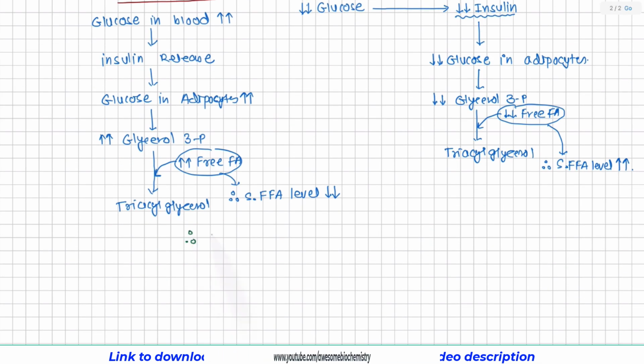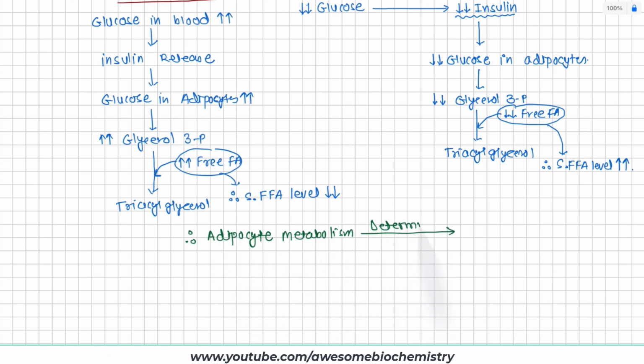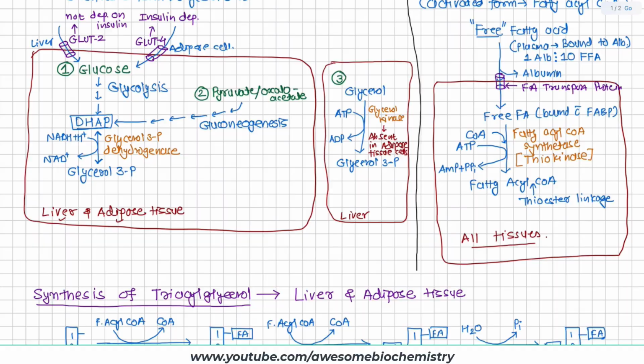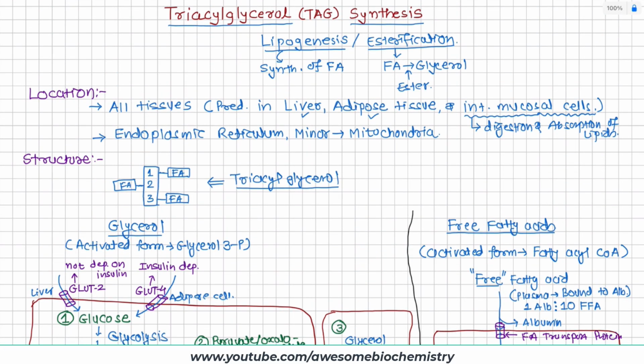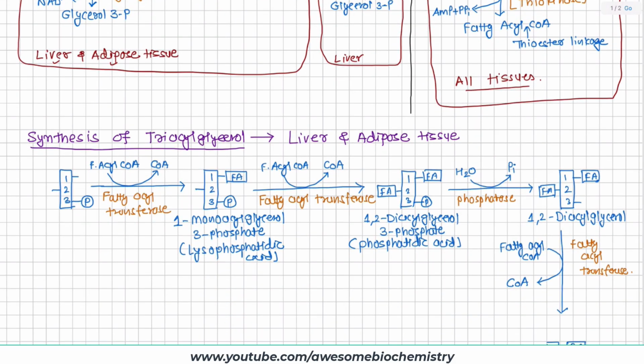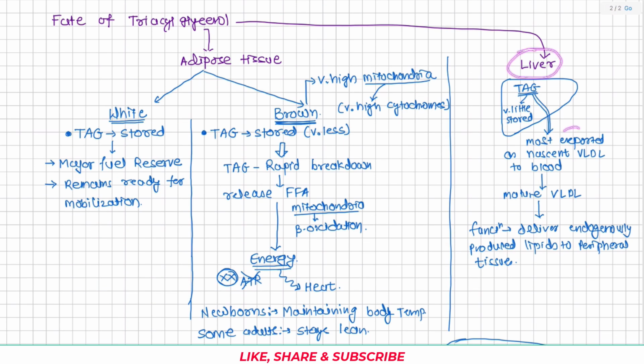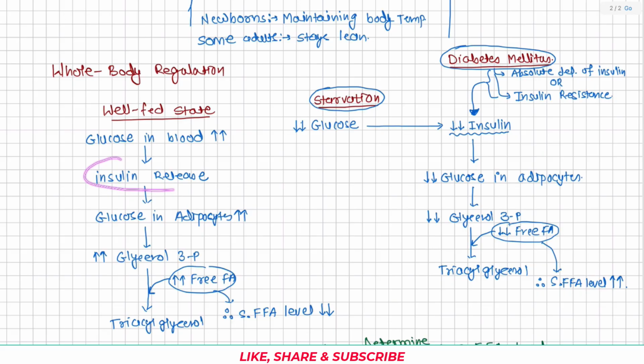So we can say that adipocyte metabolism is the main determinant of serum free fatty acid level, and serum free fatty acid levels have a profound effect on the metabolism of essentially every other tissue in the body. We can say that the adipocyte's influence extends well beyond adipose tissue itself. So to bring it all together, triacylglycerol synthesis needs two activated building blocks, glycerol 3-phosphate and fatty acyl-CoA. This combines through enzyme catalyzed steps to form the final triacylglycerol molecule, which the liver exports and adipose tissue stores or burns for heat, all tightly regulated by insulin status.